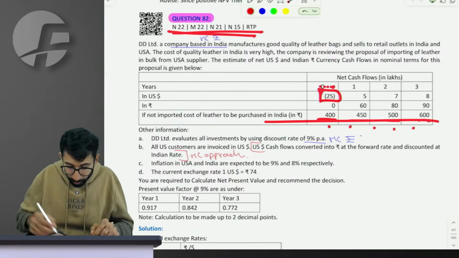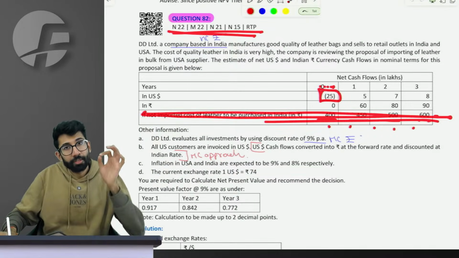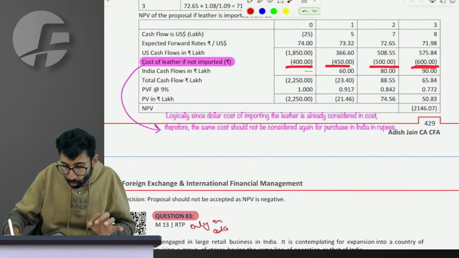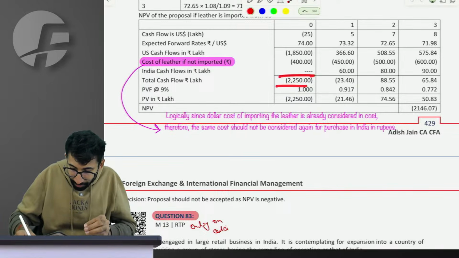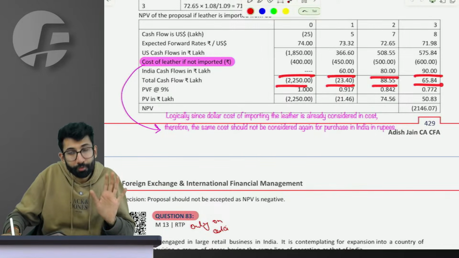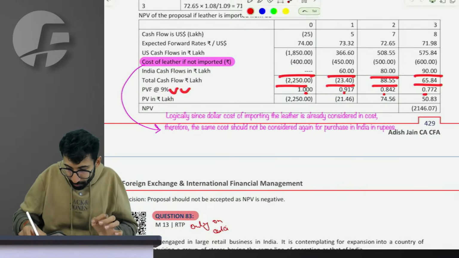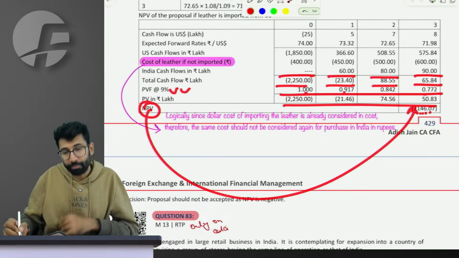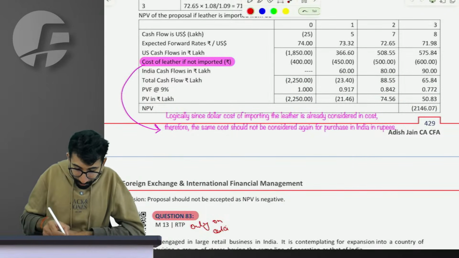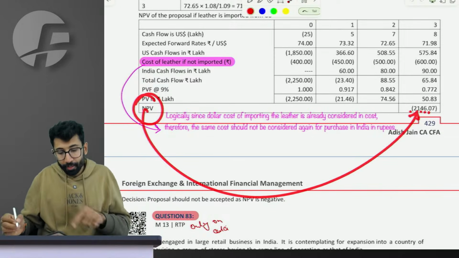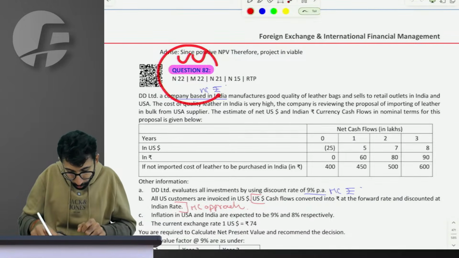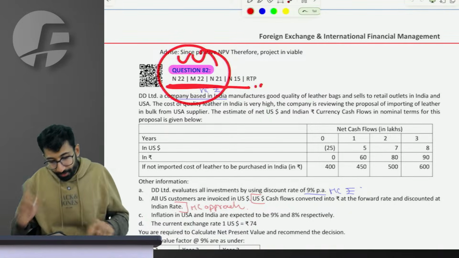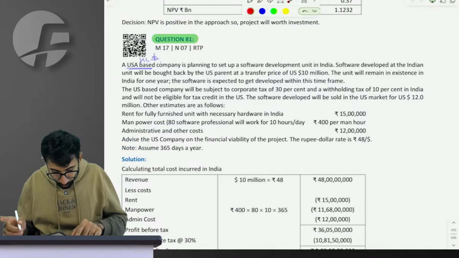If you are lucky, the examiner will not give you this line. If the examiner gives you this line, then how should the treatment be? Despite being illogical, you will have to show it as outflow and then ultimately calculate in rupee terms finally how much will be my inflow and outflow. Discounted at the rate of 9%, with factors being given, you calculate the inflow. When you calculate NPV, it is a huge negative number. My NPV, people in the class, is a big negative number, which means we should not do this project. The project is not viable, which is question number 82 we have done. Are you understanding? This is which approach? This is the home currency approach.